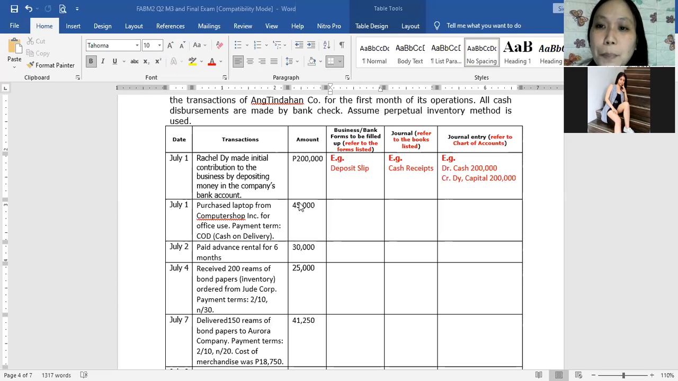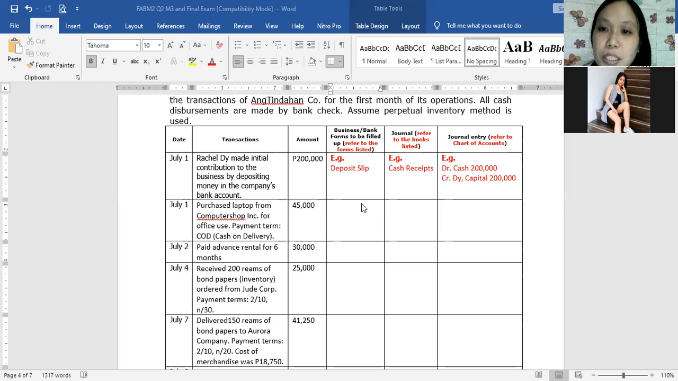So what will the company prepare? What forms or documents are needed to purchase a laptop? What should be the first one? Who can guess, or who has an idea of what they need to prepare first so that they can purchase the laptop? Anybody? It starts with P. Purchase order. Very good. So they are going to prepare a purchase order.